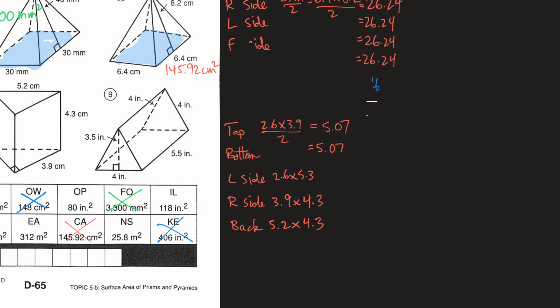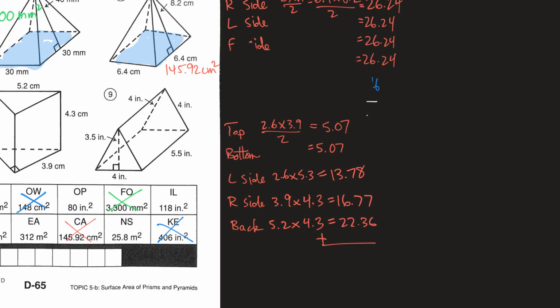And I'm doing 2.6 times 5.3 is 13.78. And then 3.9 times 4.3 is equal to 16.77. And then 5.2 times 4.3 is 22.36.